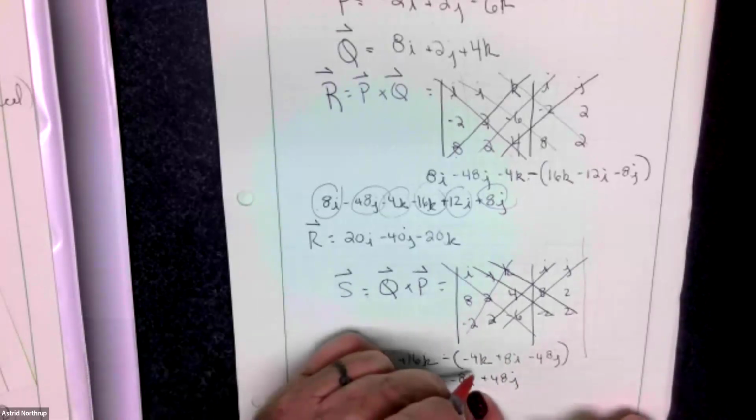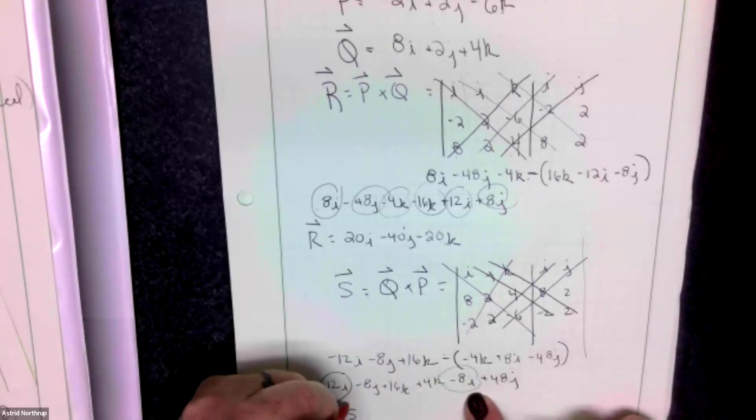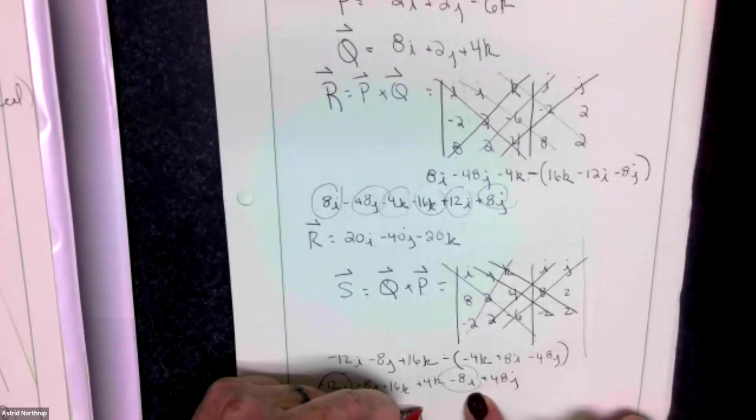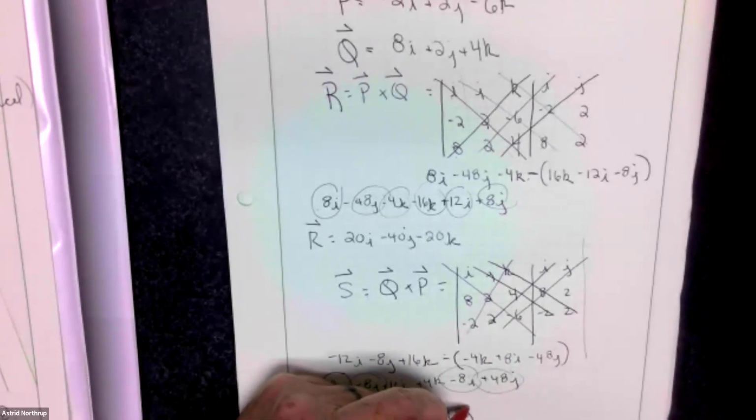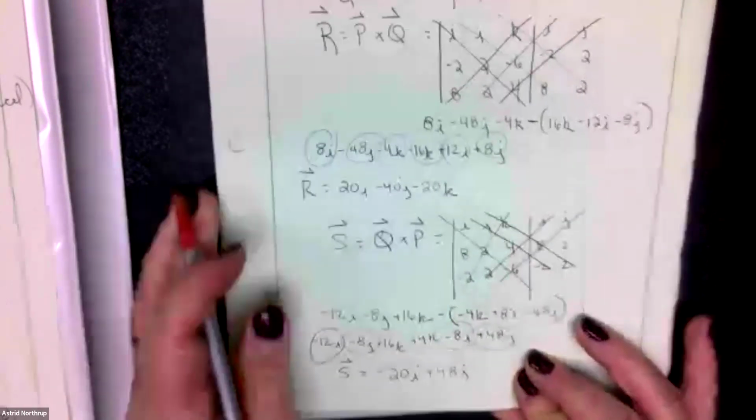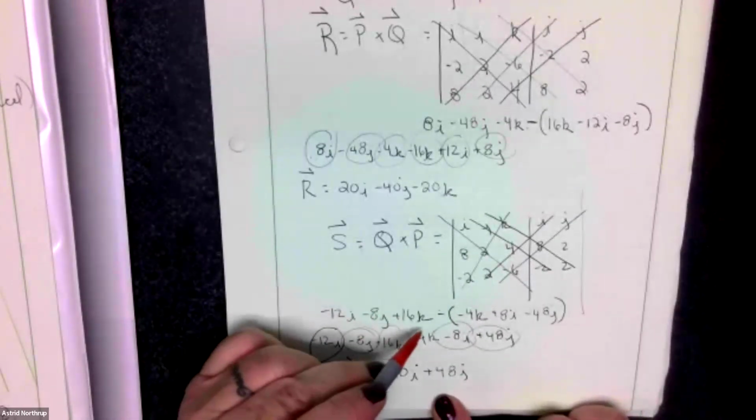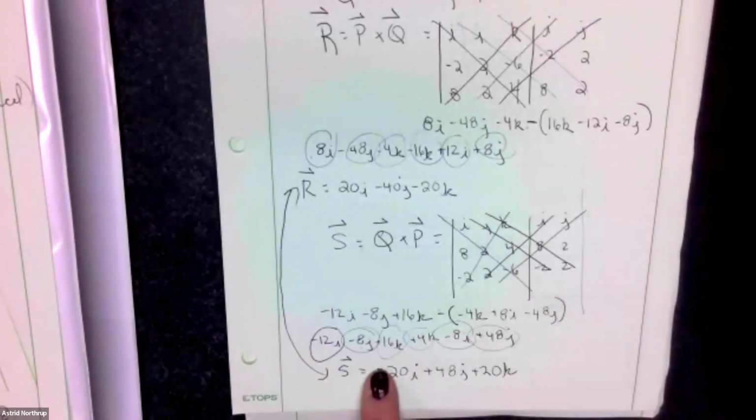And then gather my i's. I have negative 12 minus 8, so that's negative 20i. Then I have negative 8j and positive 48, so that's plus 48j. And then last but not least, 20k. Okay. And if you see the relationship between R and S, the magnitude of each component is the same, but each sign is different. So what that means is they're 180 degrees apart.